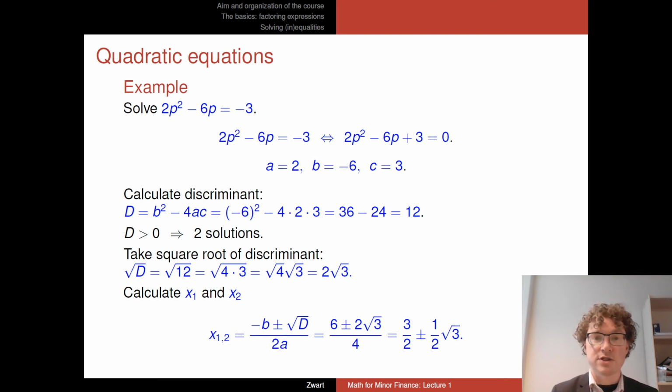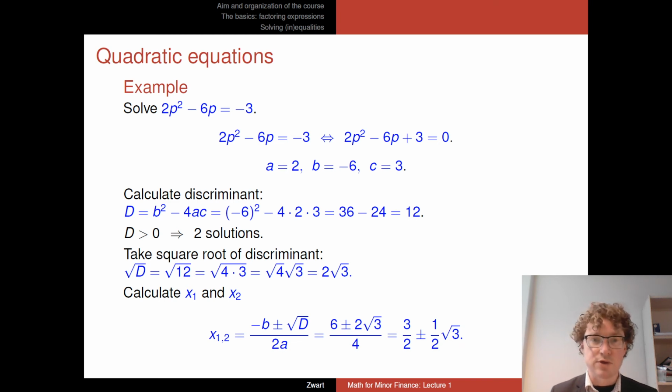So let's plug in those numbers. B squared, so what's b? B equals minus 6. Minus 6 squared, that's 36. Minus 4 times a times c, so a is 2, c equals 3. So this is minus 4 times 2 times 3, or in other words, minus 24. That gives us a total 36 minus 24 equals 12. So obviously that's a positive number. 12 is a positive number. So in this case, the discriminant d is a positive number. And remember, that means there will be two solutions.